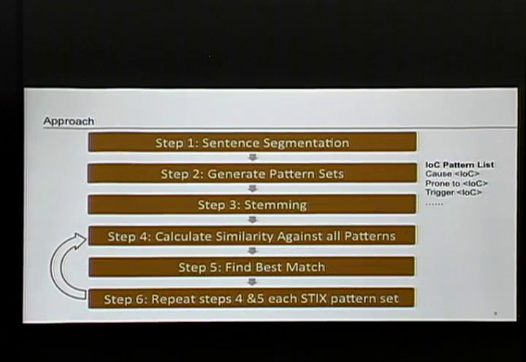Right? So if you take a sentence, compare it against all the patterns in courses of action. Take a sentence, compare it against all the patterns within TTPs, IOCs, and so on. Once we went through that entire process, we'd find the best match in terms of the similarity score, the pattern set, or the patterns that were actually matched against that sentence with the highest score. And then we repeated steps 4 and 5 for each STIX data construct. So that was the basic idea behind this entire process.